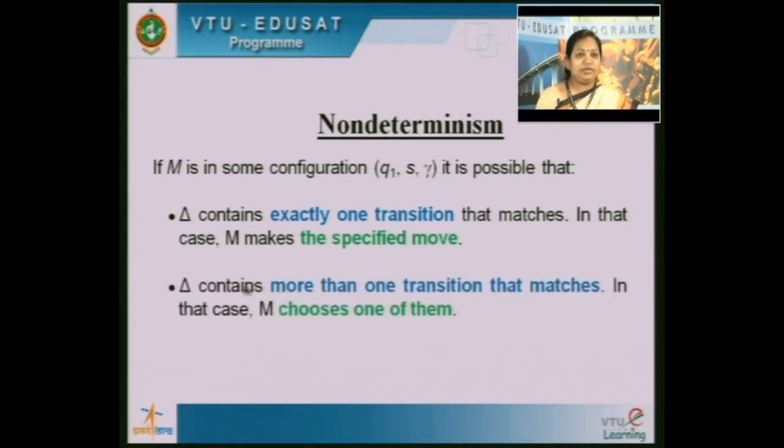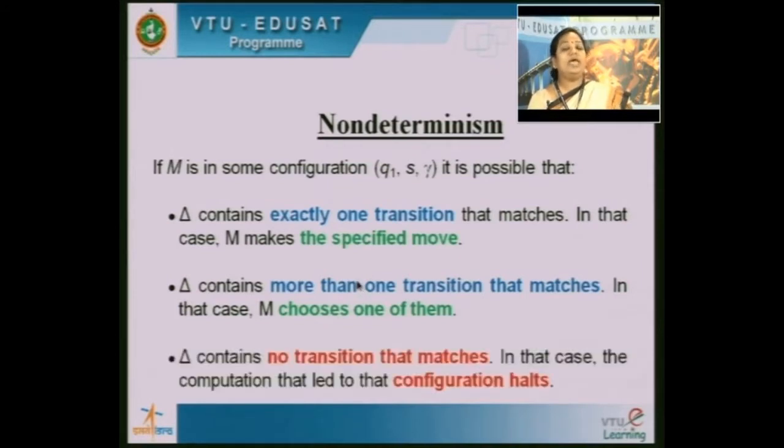Alternatively, if the delta contains more than one transition that matches this configuration, then M chooses one of them, either this or that, which leads to non-determinism. Another case is where the delta contains no transition that matches this configuration. In that case, the computation that leads to that configuration halts without accepting.